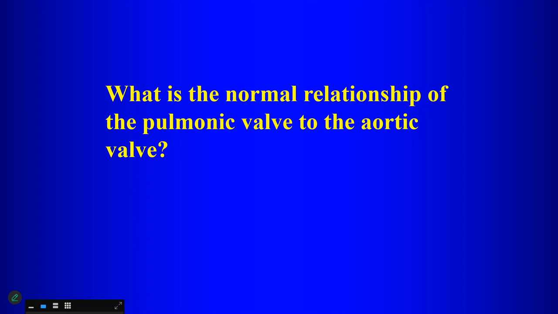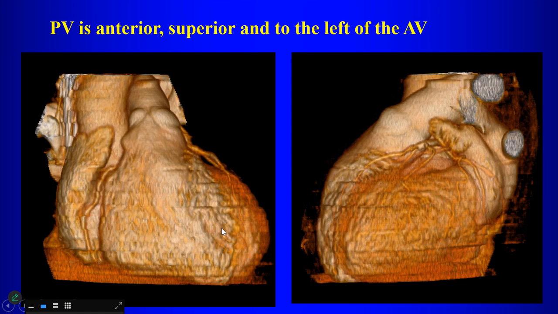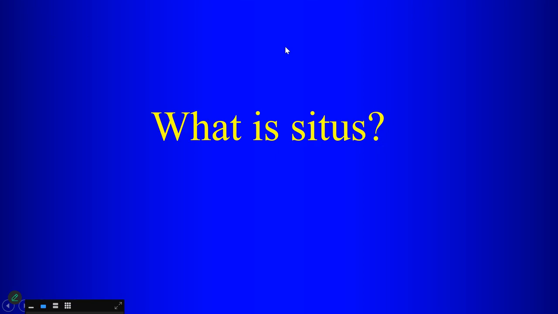Because that's also something that we're going to look for when we're looking at congenital heart disease. So the pulmonic valve is anterior, superior, and to the left of the aortic valve. Okay, so we know that's normal. So you have to realize that when we're looking at these cases.